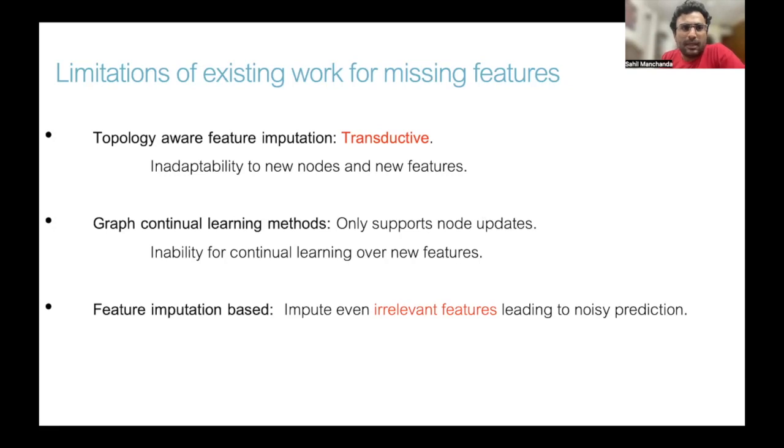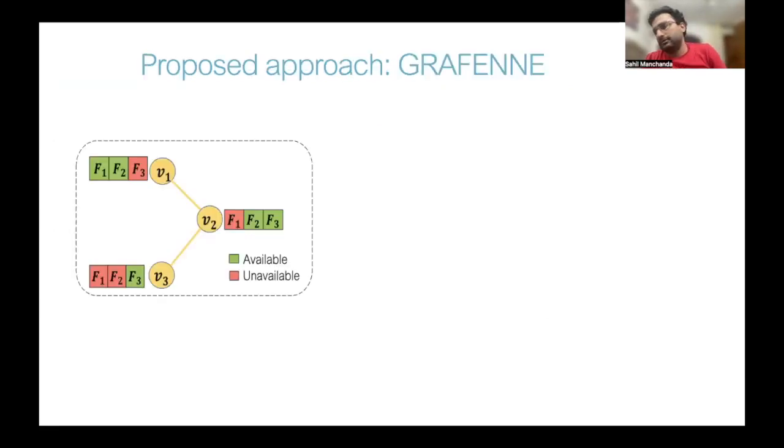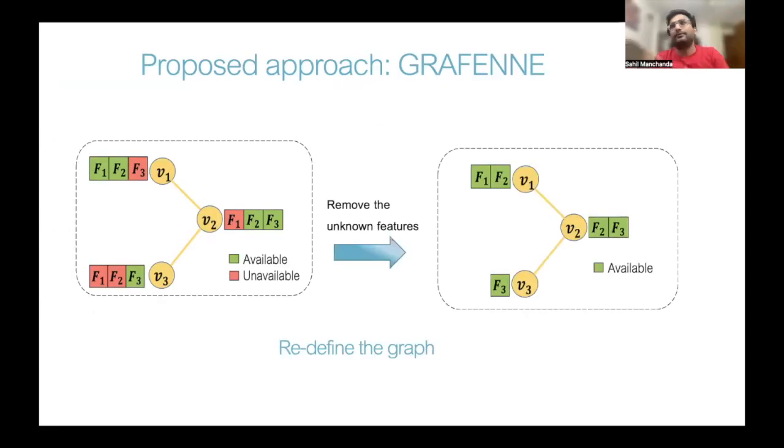So in this work called Graphene, graphene comes from the allotropic form of carbon. That's the reason behind this name. So think of you have three nodes in the graph, v1, v2, v3, and let's say you have three features for simplicity, f1, f2, f3. If the value of a particular feature is available, let's say we make it green, and if the value of that feature is not available, you just keep it red.